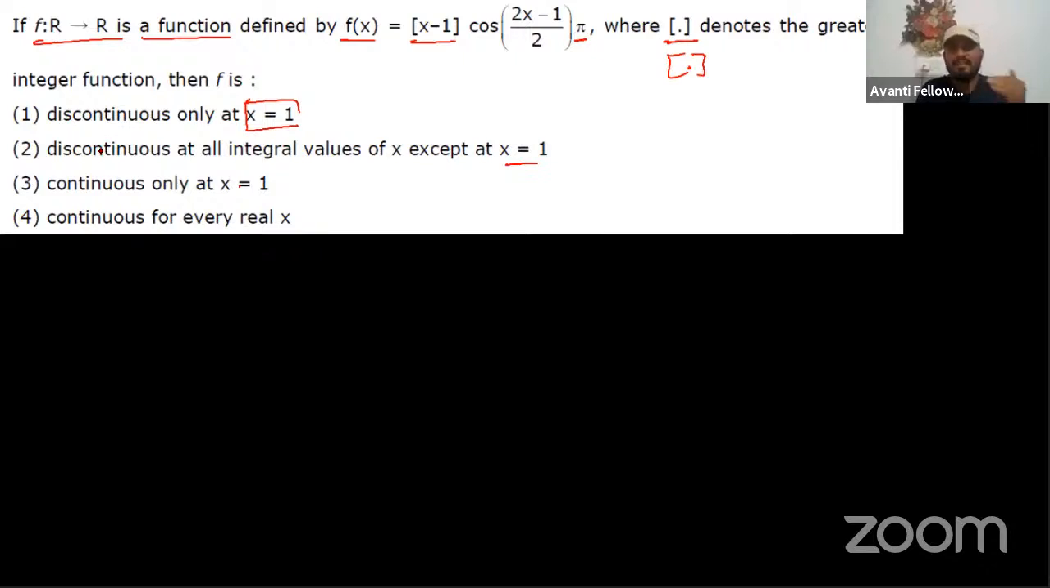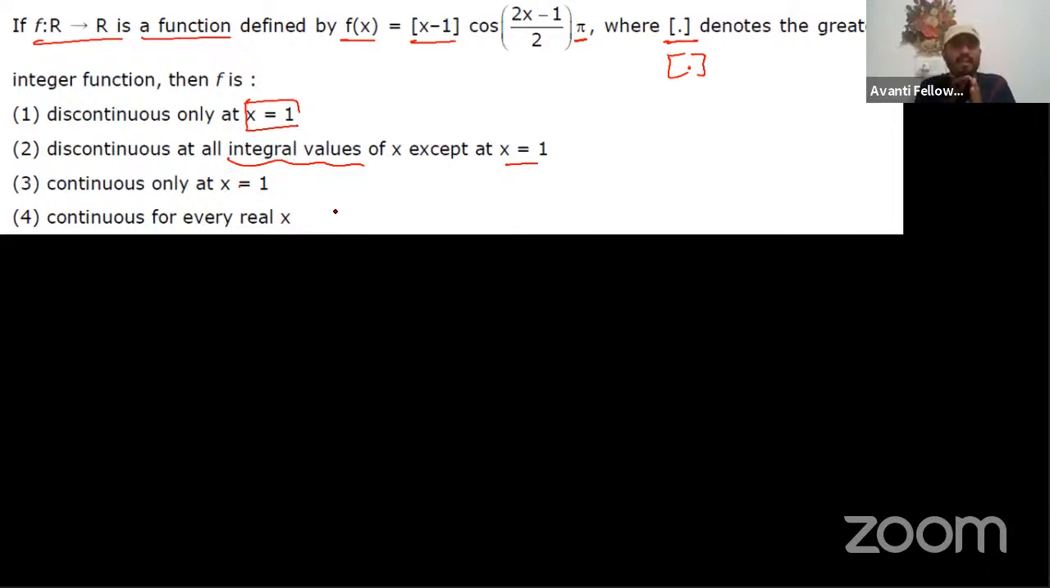In option 1, they are discussing the discontinuity. Is it discontinuous at x is equal to 1? Second, it is discontinuous at all integral values of x except x is equal to 1. Is it continuous at x is equal to 1, or is it continuous for every real value of x?